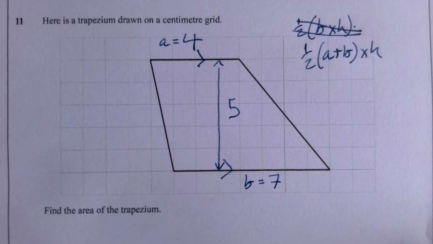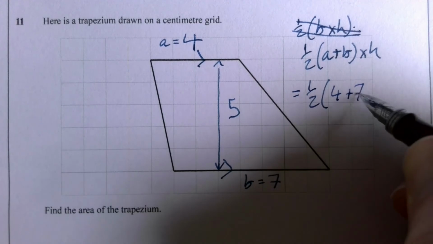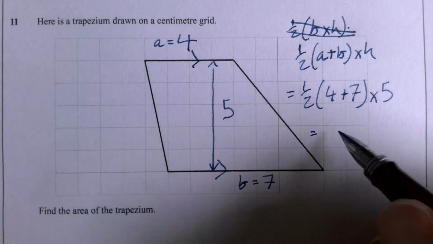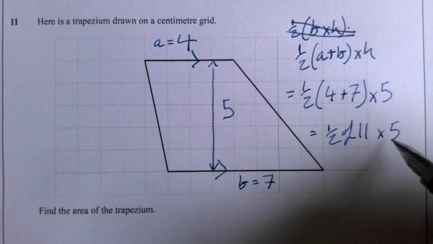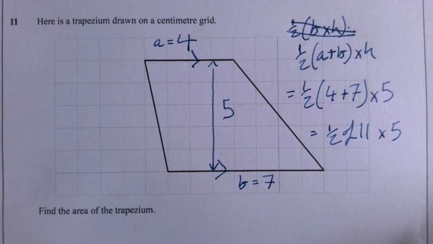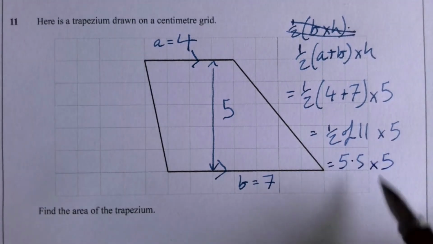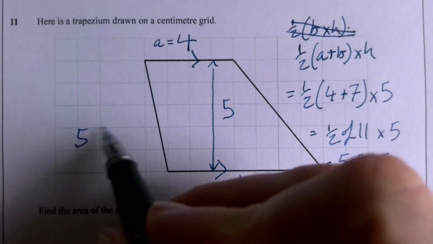So we get a half of 4 plus 7 times 5. So 4 add 7 is 11, so we're talking a half of 11 times 5. Half of 11 is 5.5 times 5. Now, one way we could times something by 5, if we're not totally sure, is we could times it by 10 and then halve it. So 5.5 times 10 is 55. We're looking for half of 55.